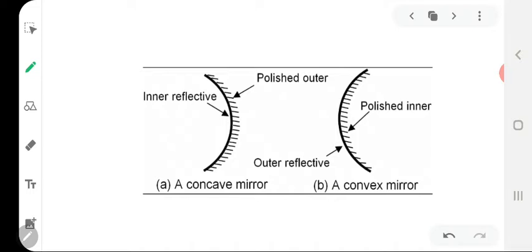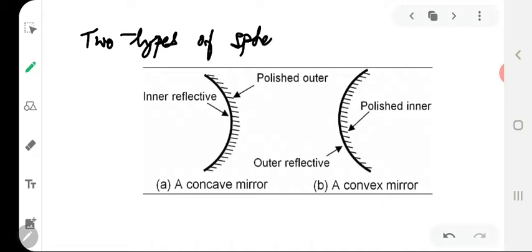Now, right now on your screen, you can see the two types of spherical mirrors. So spherical mirrors can be of two types: concave mirror and convex mirror. Just observe the picture of the concave mirror. A spherical mirror whose reflecting surface is curved inwards is called a concave mirror.